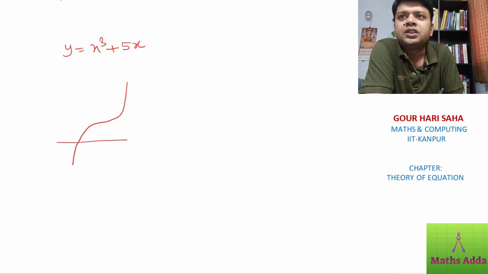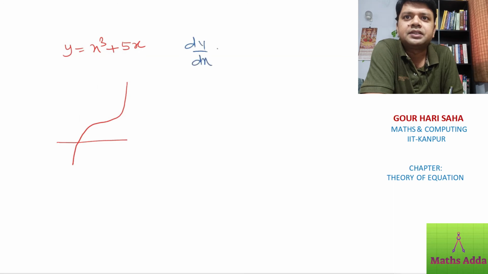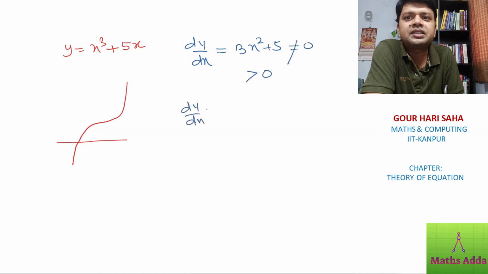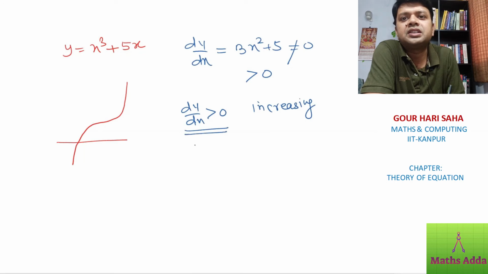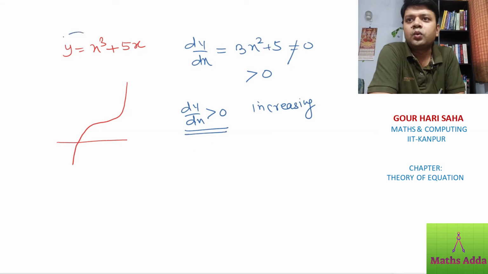So it is continuously increasing. How will we see that? We will again differentiate it. dy by dx is equal to what? 3x square plus 5. And you see, if you try to make it 0, it will not be 0. It is greater than 0. If dy by dx is greater than 0, it is called increasing. So if you see this graph, if it comes down or goes up, it will intersect only at one place, meaning one root. So if it is always increasing, that is dy by dx greater than 0, it will have only one root.